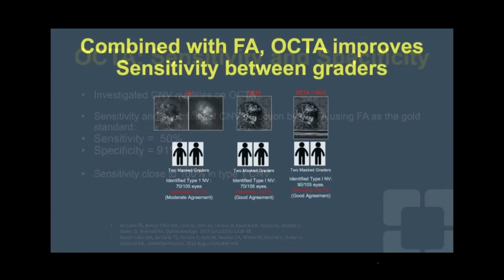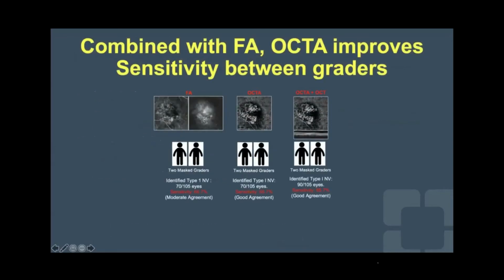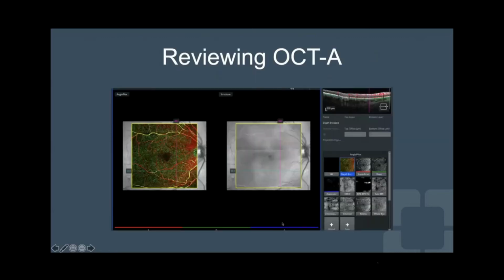But when you add this to OCT alongside OCTA, and you take two masked graders, for example, the ability to detect a neovascular complex increases greatly amongst these two graders. Actually, it can approach almost 85% agreement in these two graders when you combine both OCT and OCTA. So they're quite complementary with regards to how they can detect lesions.